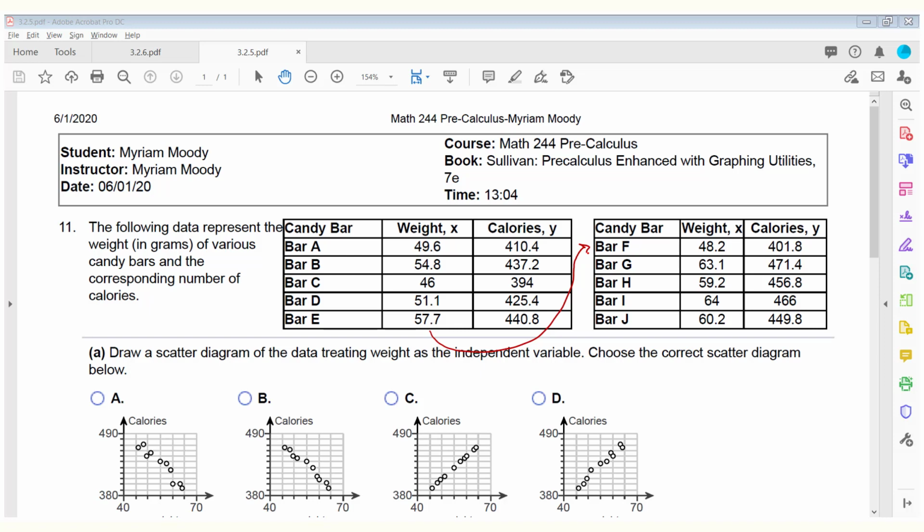We have weight and we have calories, and they were nice to us. They told us which was the input and which was the output. But let's make sense of this. What depends on what? Does the weight of the candy bar depend on the number of calories in the candy bar? Or do the number of calories in the candy bar depend on the actual weight of the candy bar? Good, that's correct. The calories depend on the weight, which is why the calories are the Y's and the weights are the X's. So first thing they wanted to do is create that scatter diagram.